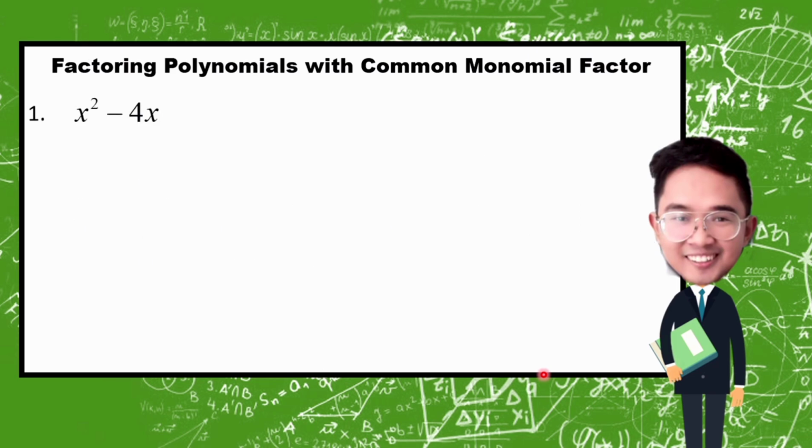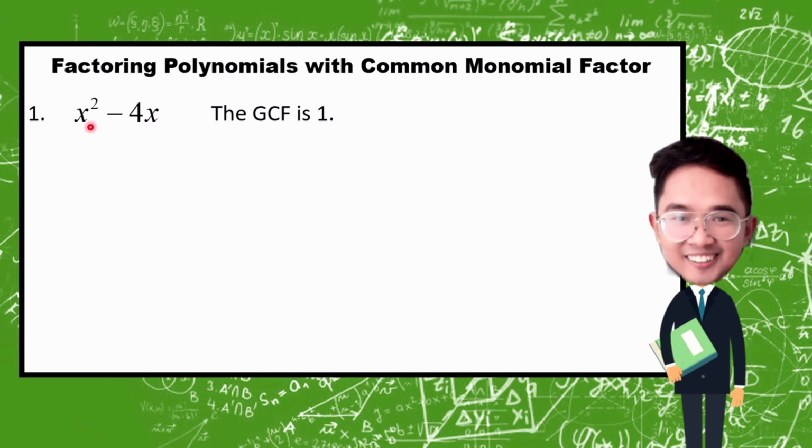So number 1, x squared minus 4x. In order to solve this, we need to get the GCF of the coefficients. What is the coefficient of x squared? The coefficient is 1. And the coefficient of negative 4x is 4. Therefore, the GCF is 1.